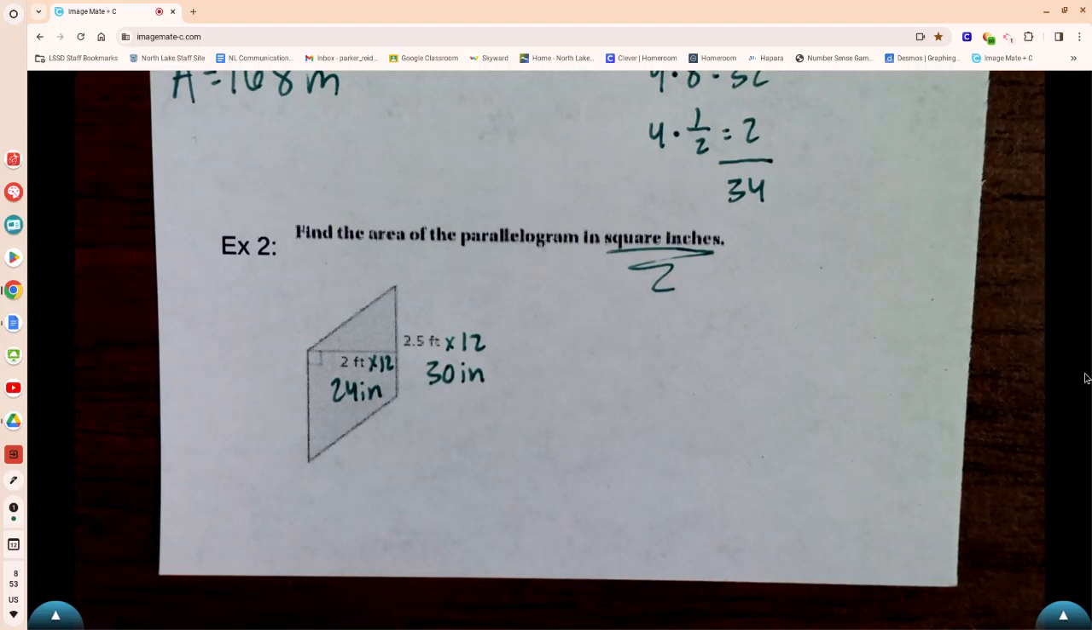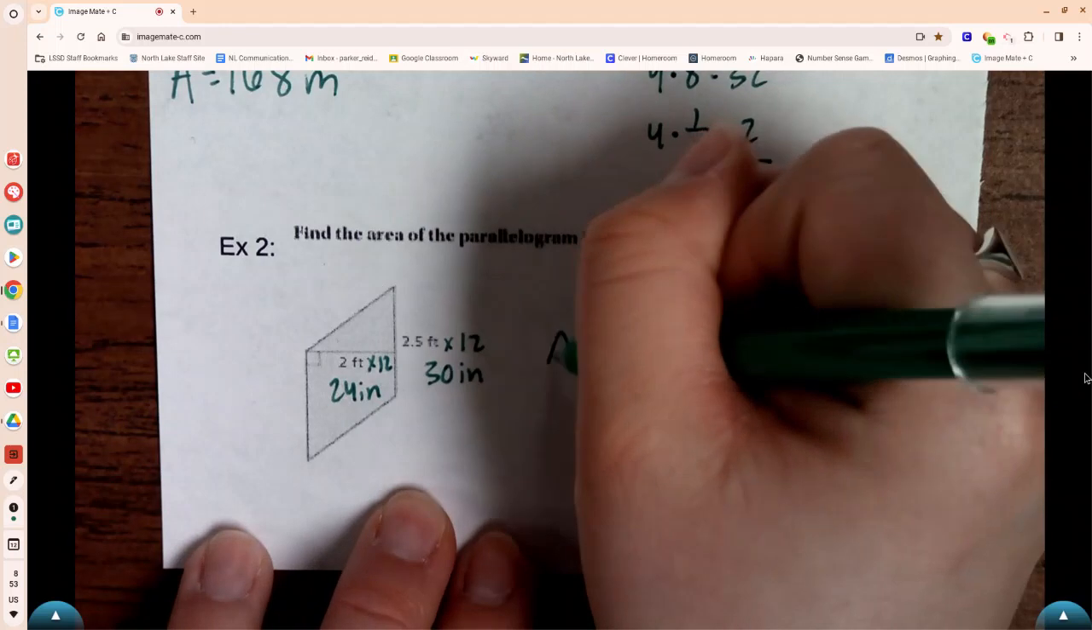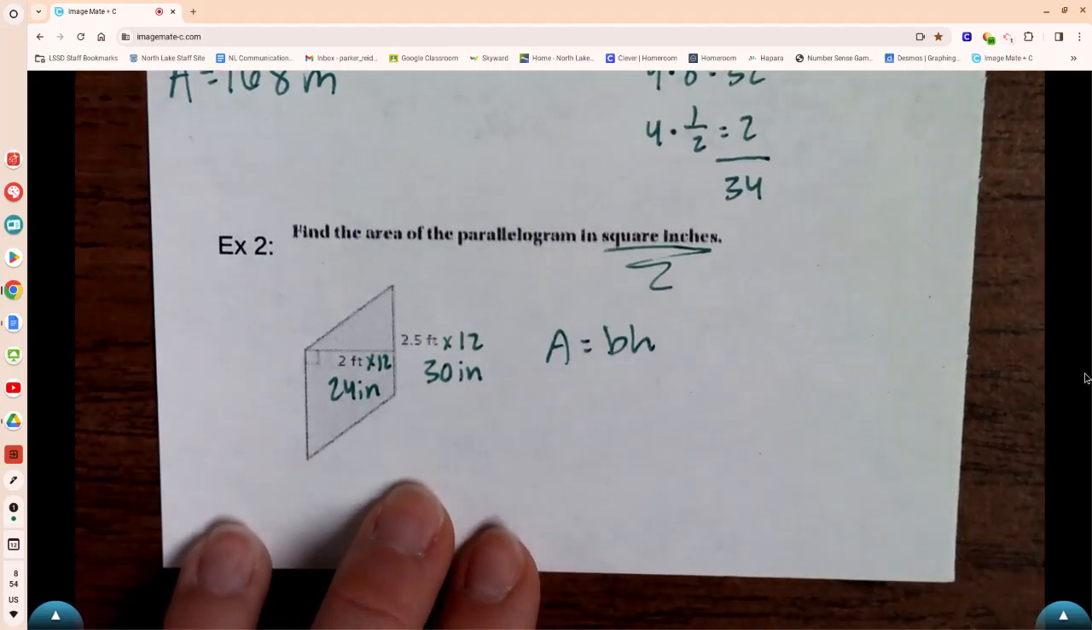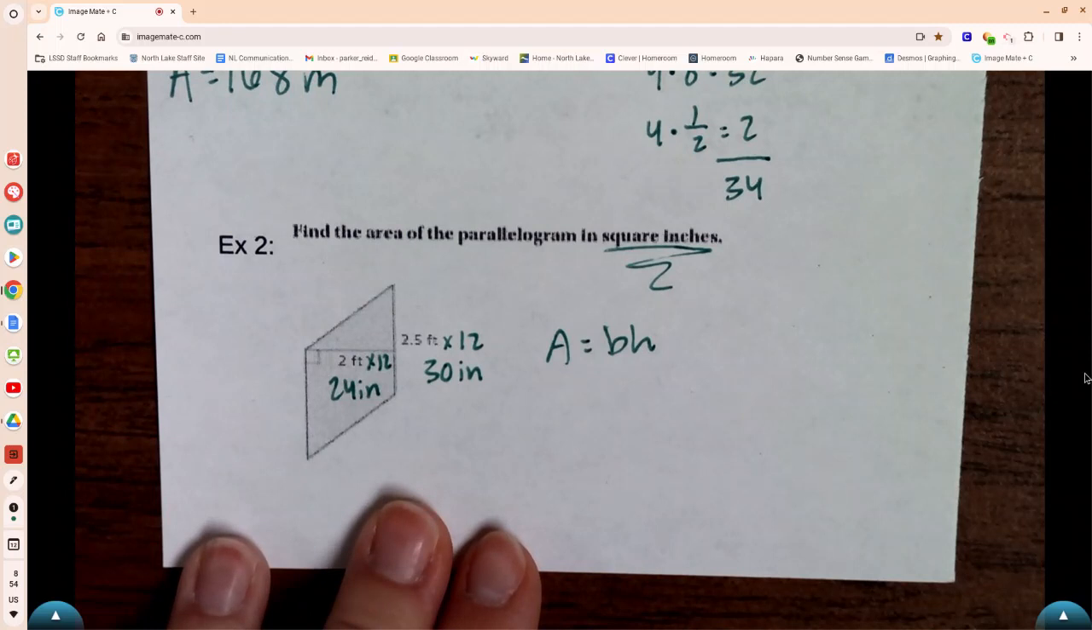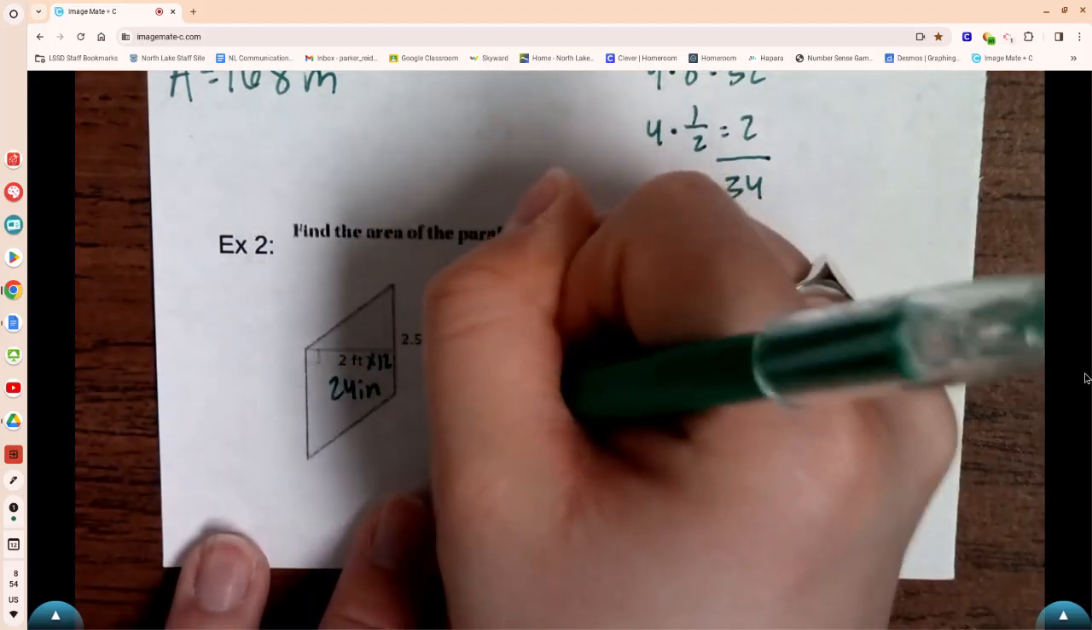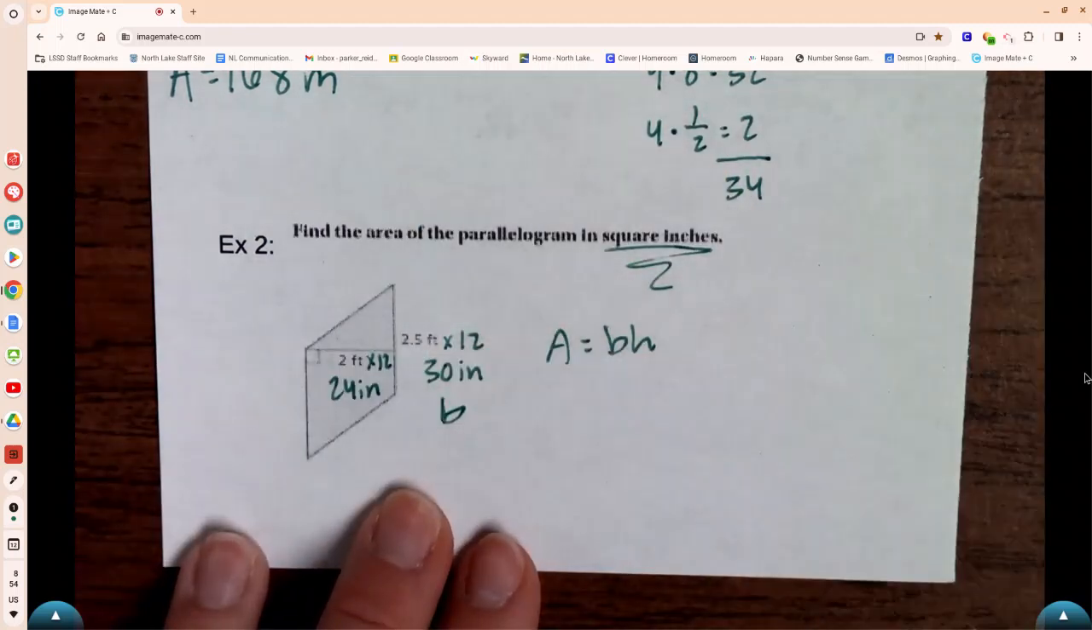Okay, awesome. We have done the work of switching over our labels into inches. Now I'm going to go ahead and write down my formula. Area equals base times height. And then I'm going to figure out my base and height and multiply them together. What is the base of this parallelogram? Letitia? It is actually not the 24. It is the 30. Does anybody know why it's the 30 and not the 24?